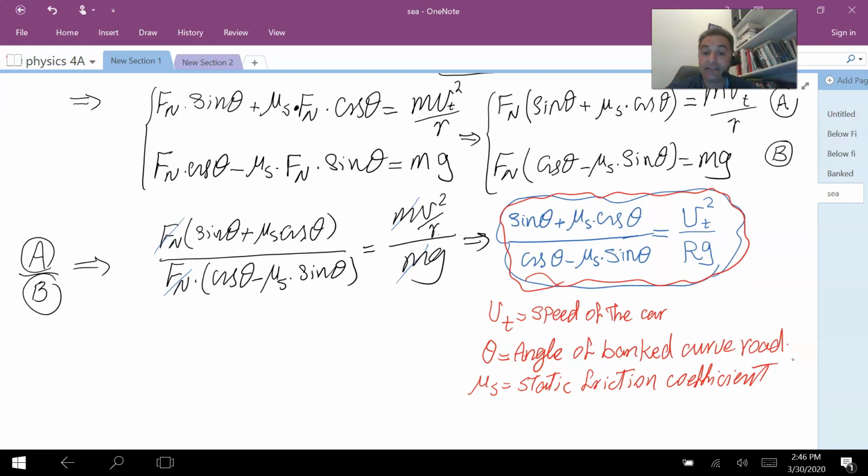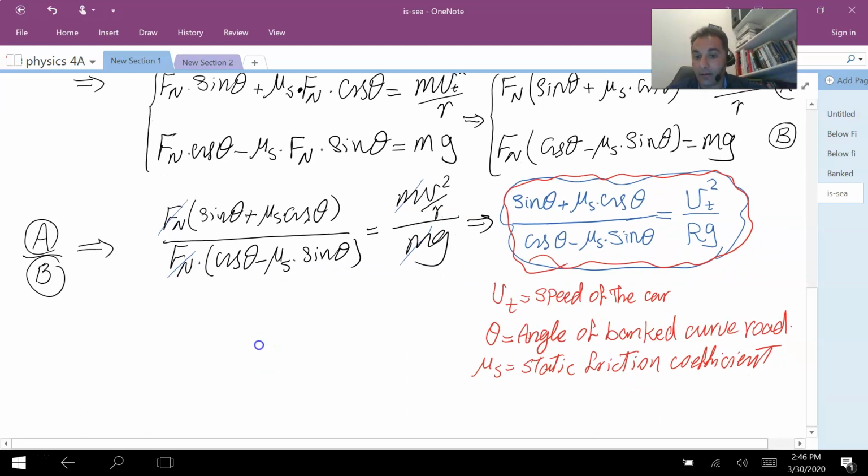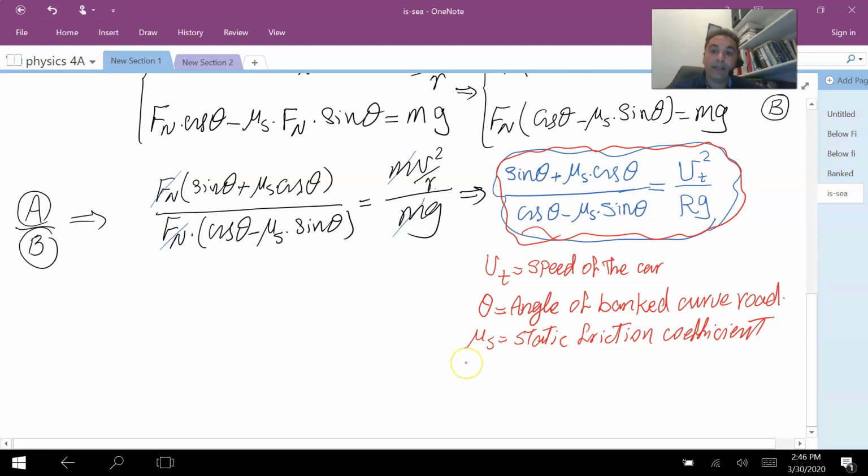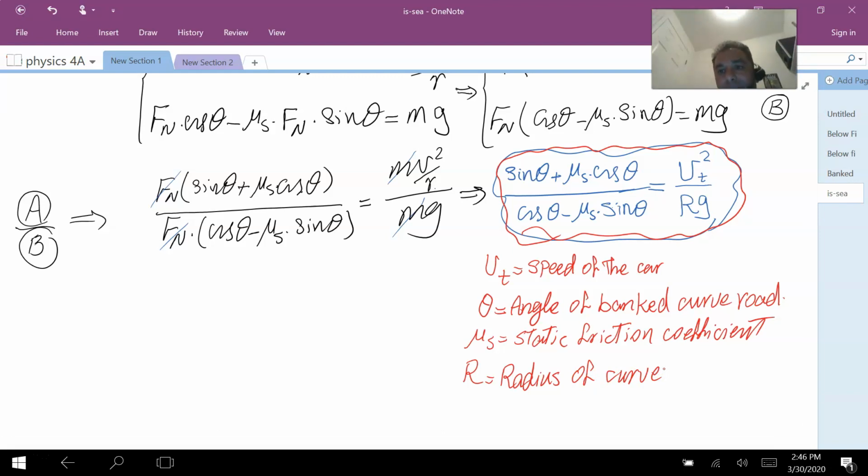But remember, when it is a foggy day, an icy day, a rainy day, when you have water on the curve, which is the most critical condition of the road, mu s is the minimum. So you have to be careful. What is r? It's the radius of the curve. There you go. So this is a very important equation, guys.